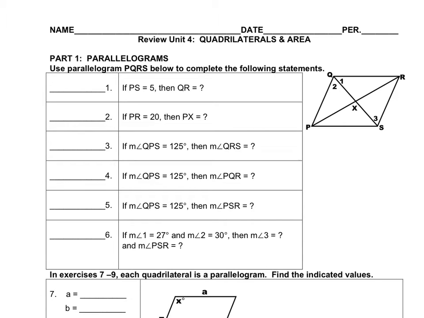Hi, this is review unit 4 on quadrilaterals and area. So the first part is parallelograms. Make sure you have that sheet that I gave you that gave you all those properties on our different shapes.